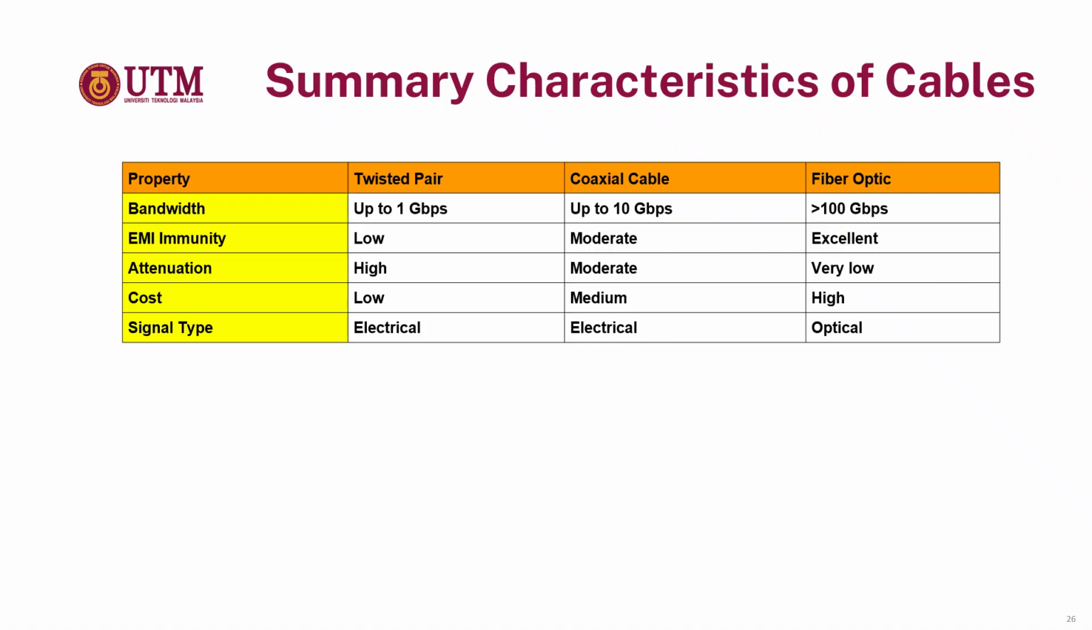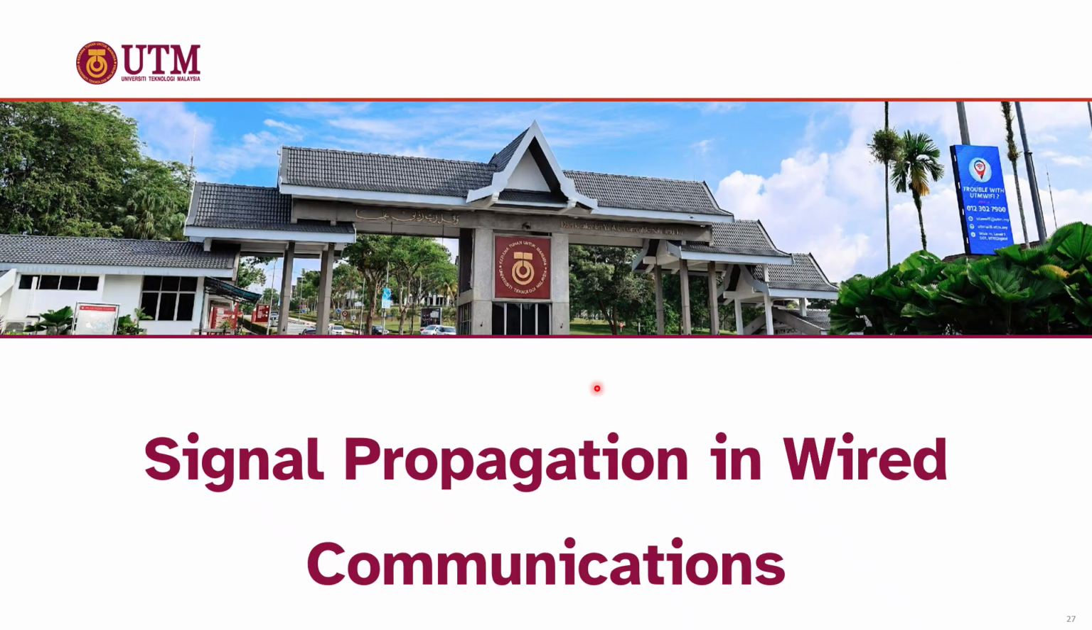Okay, now we go to the next slides. Now we go to another part of this week 6 chapter, which is the signal propagation in wired communication. The word propagation means how our signal behaves when it is transmitted from one transmitter to the receiver, how the signal is actually going through or behaving along the way.